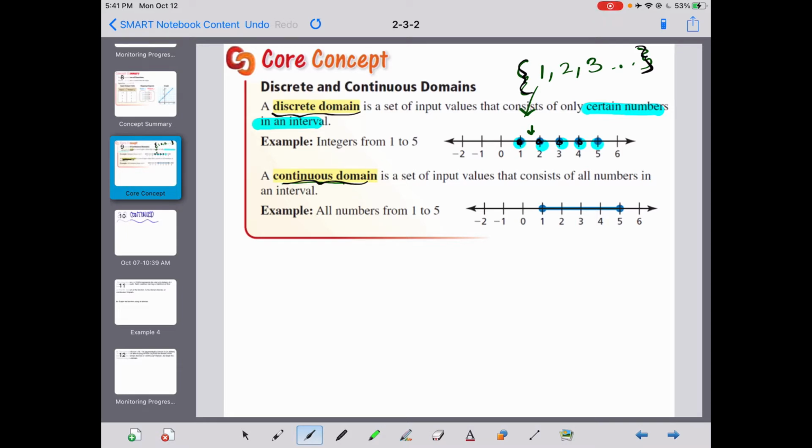A continuous domain would just be a set of input values that consisted of all of the numbers in an interval. So between 1 and 5. That could include a number like 4.0005. So it was all values between 0 and 1. It's continuous when you can't pick your pencil off the paper to continue drawing the line. In example 1, you have to pick it up 5 times. In example 2, you don't pick it up at all. Okay, so that's discrete versus continuous.